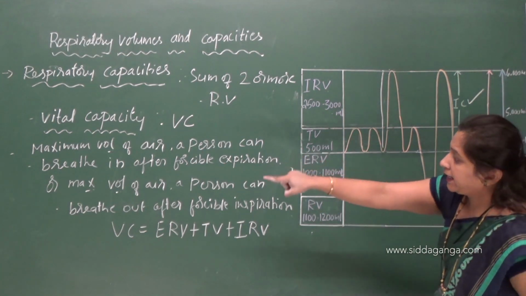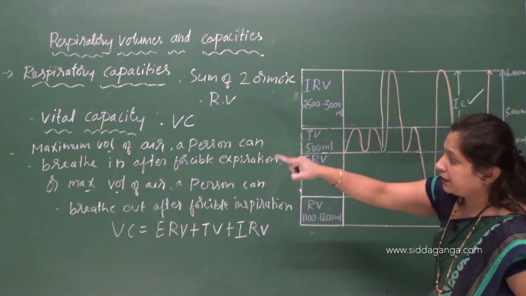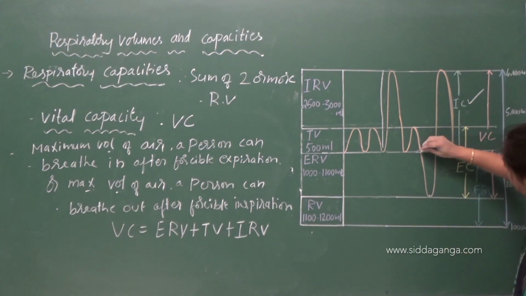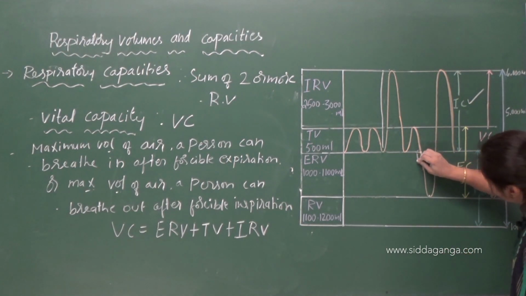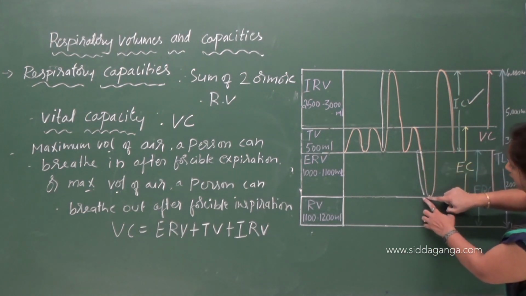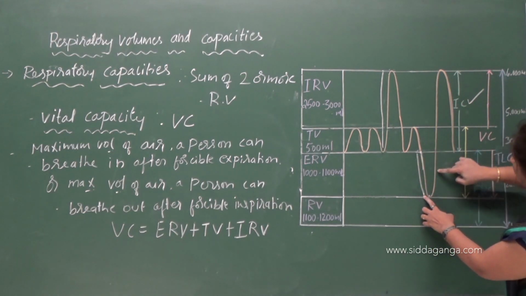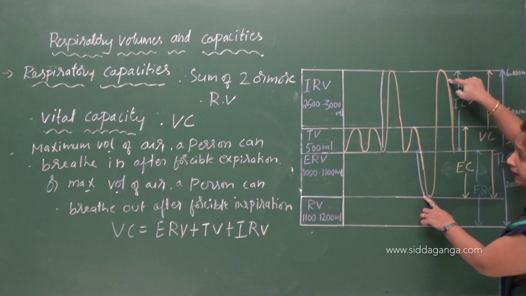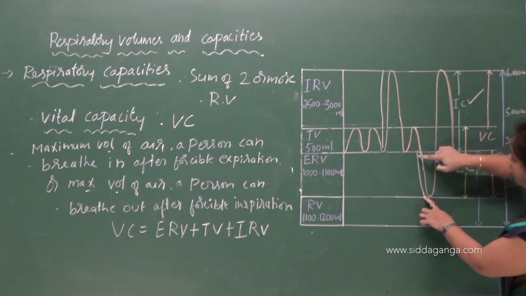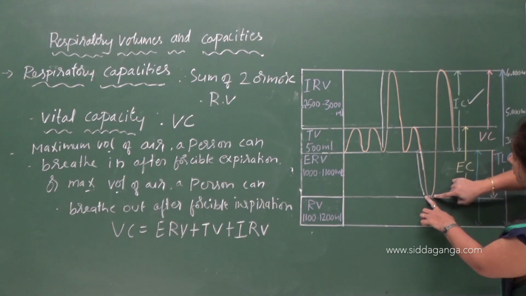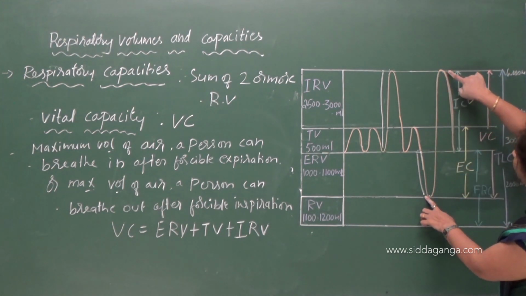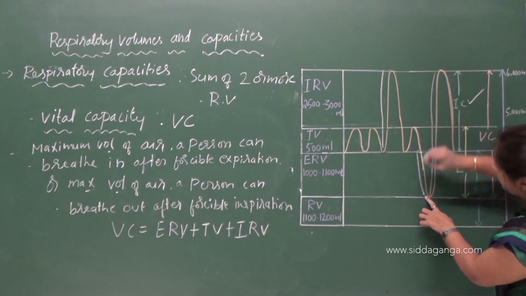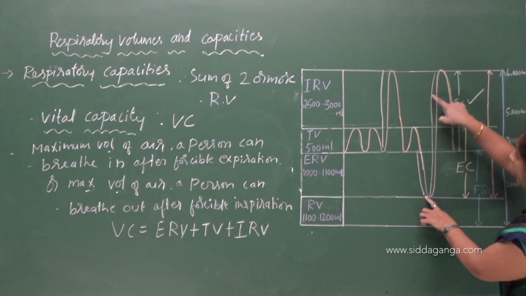See, what is the definition? Maximum volume of air a person can breathe in after forcible expiration, okay. So after forcible expiration, how much volume of air are we able to take in? That is the vital capacity. So this much volume of air we are able to take in. So this includes ERV, TV and IRV.